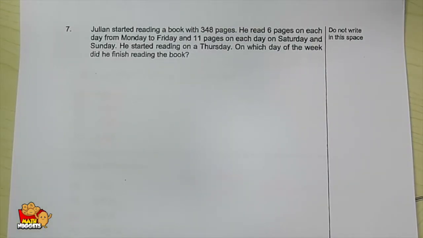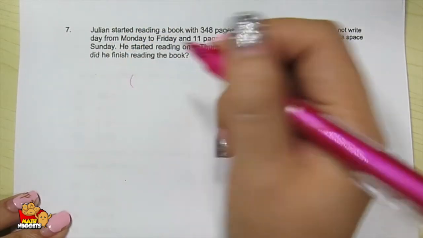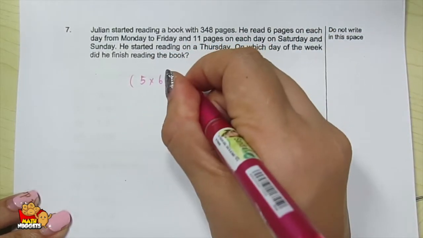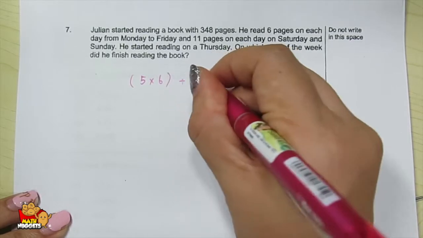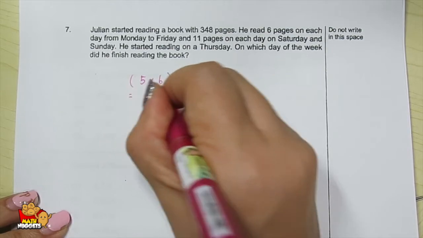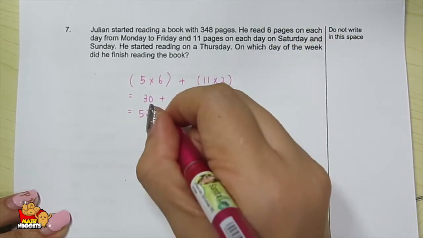Okay, so question 7, I'll look at it in terms of a set. So a week, 1 week from Monday to Friday, 5 weekdays. So 5 weekdays, each weekday 6 pages. Saturday, Sunday, each day 11. So there's 2 of them. So that's 30 plus 22. So 1 week he does 52 pages.